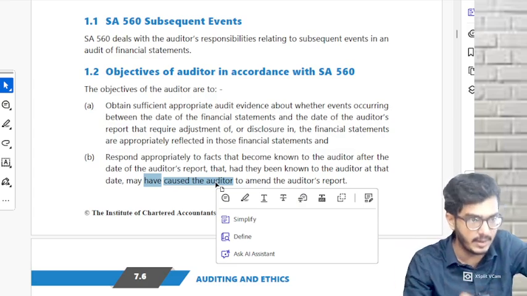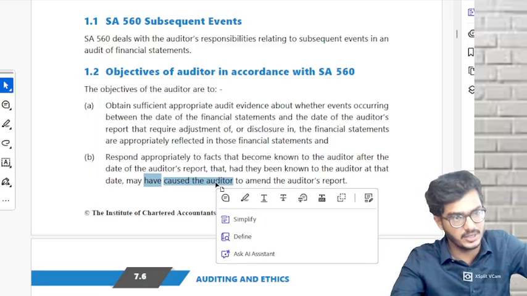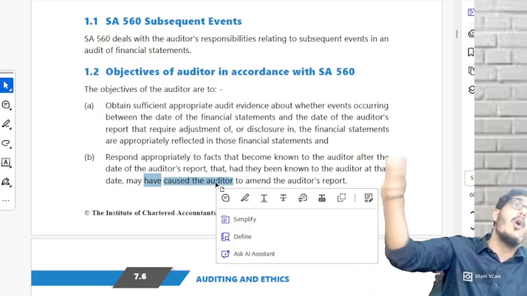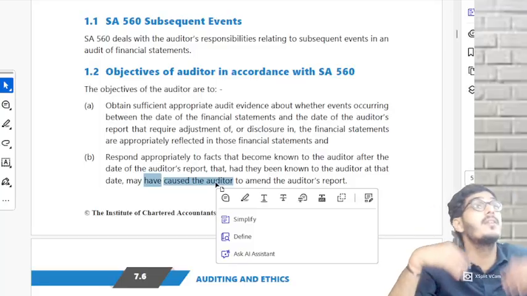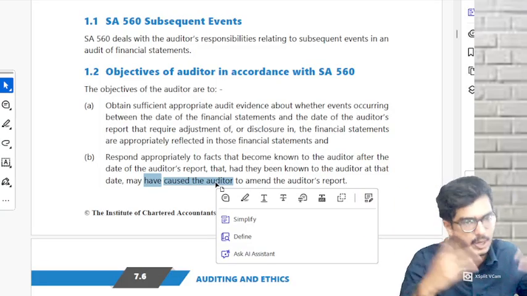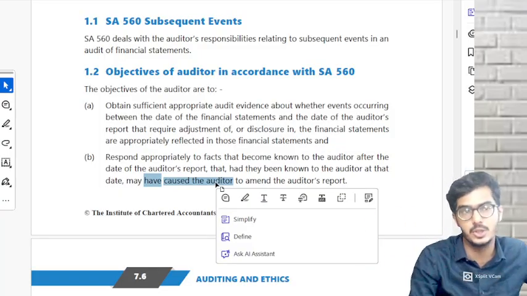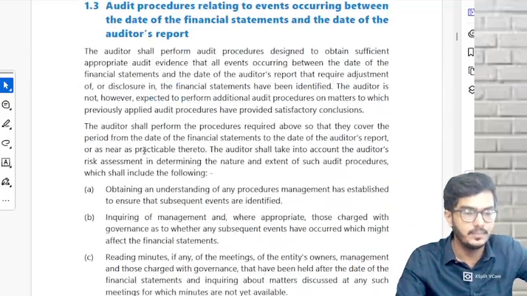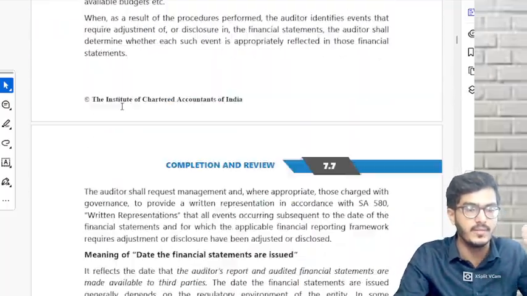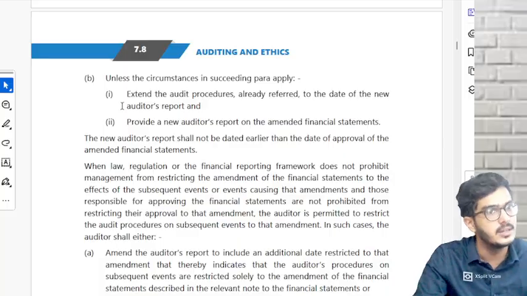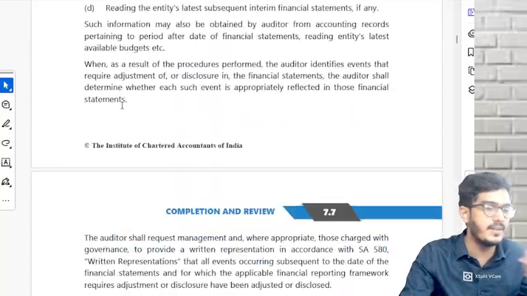But the obligation will come when that information would have been known to the auditor on the date of the auditor's report, and it would have forced him to amend his report, either the opinion or some paragraph. In that case, he will have some obligations to fulfil. Understood? Now 1.3 is the first subsequent event, 1.4 is the second subsequent event, 1.5 is the third subsequent event.